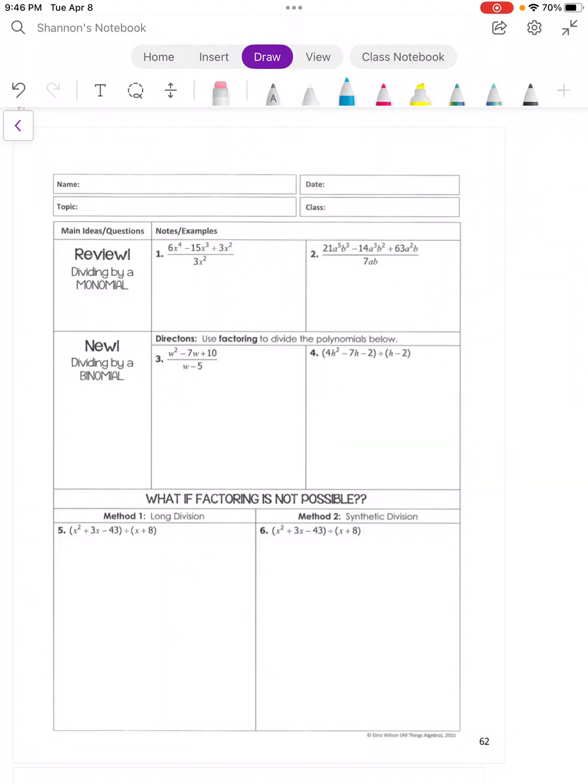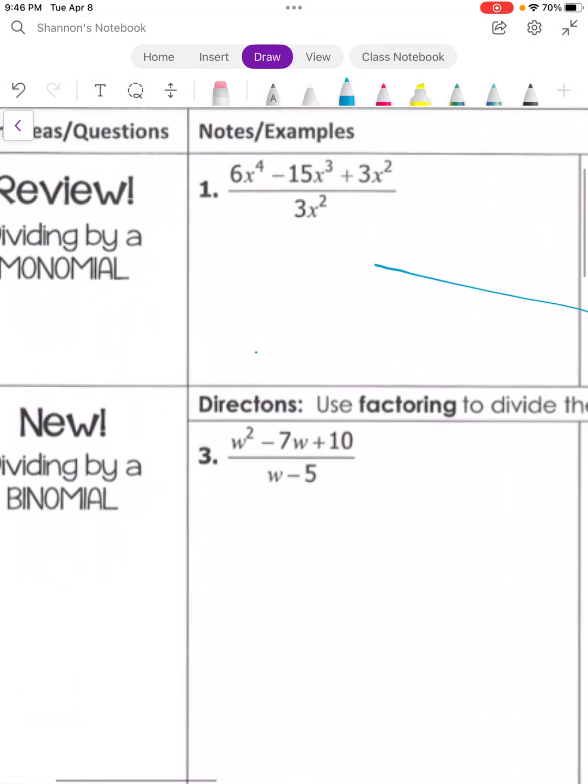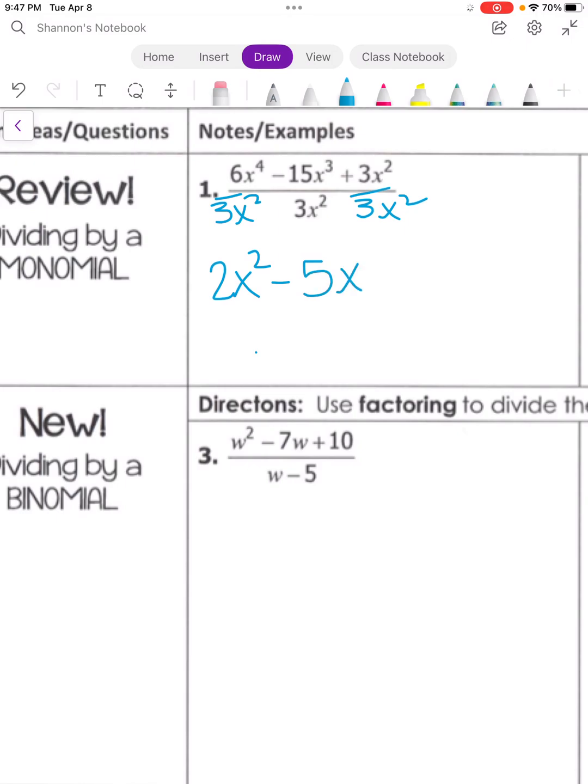Okay, we are looking at dividing polynomials today. So it does start with a quick review of dividing with monomials, in which you are actually dividing every single term by that 3x squared. So when I do 6x to the fourth divided by 3x squared, I get 2x squared. And then negative 15x cubed divided by 3x squared, I get negative 5x. And then 3x squared divided by 3x squared would just be 1.